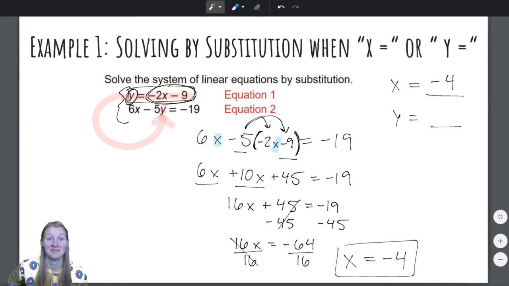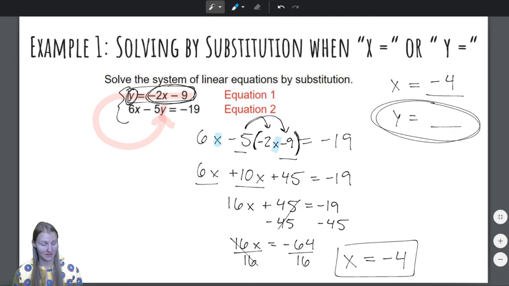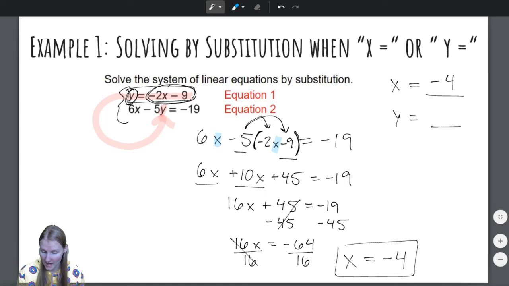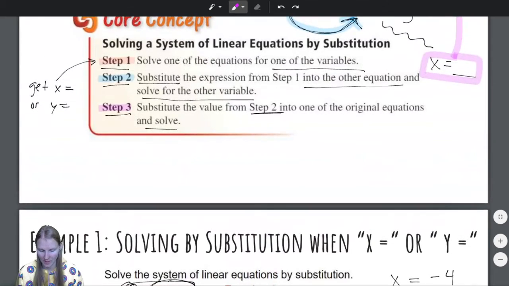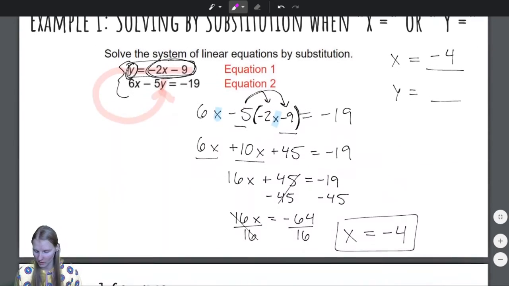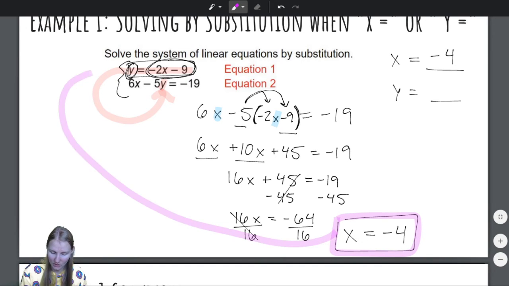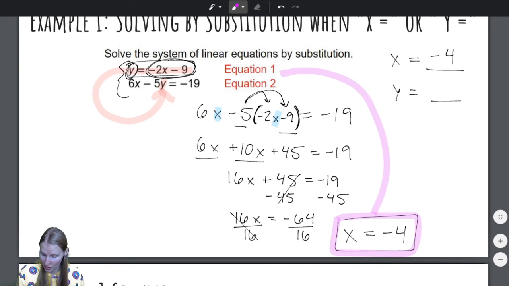We are halfway done. Now I just need to know what y is. And this part is actually a little bit easier because now that I know what x is, I can do step 3. Step 3, substitute the value from step 2, whatever we just got, into one of the original equations. So we're going to take this x equals negative 4, and we're going to put it into one of these equations. We can put it into equation 1 or equation 2, it doesn't matter.